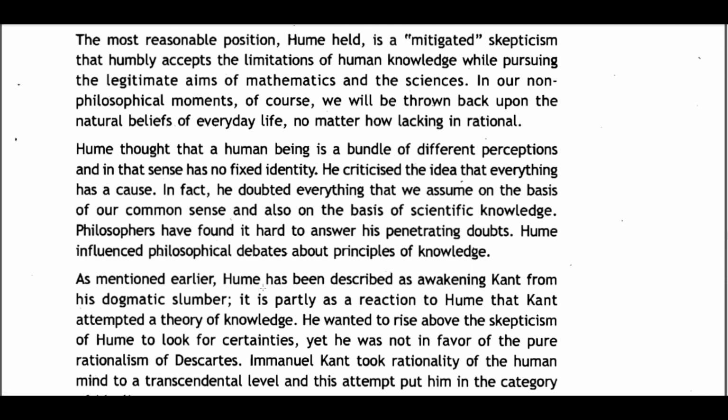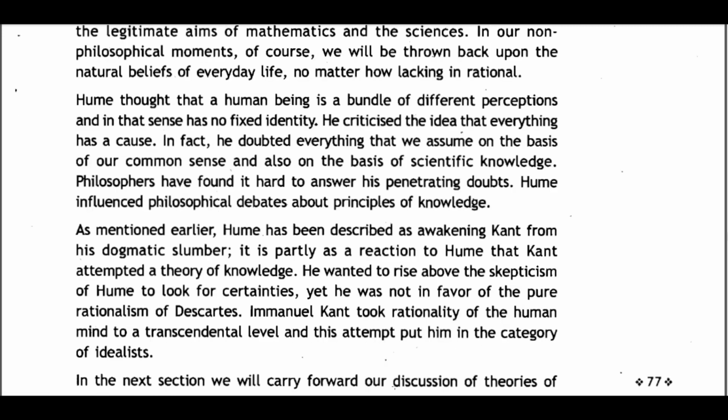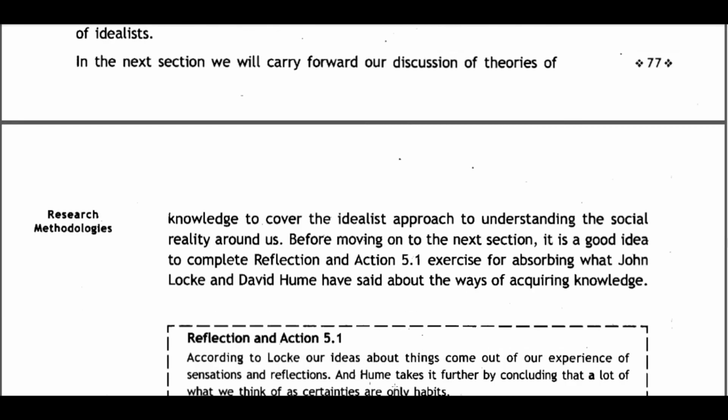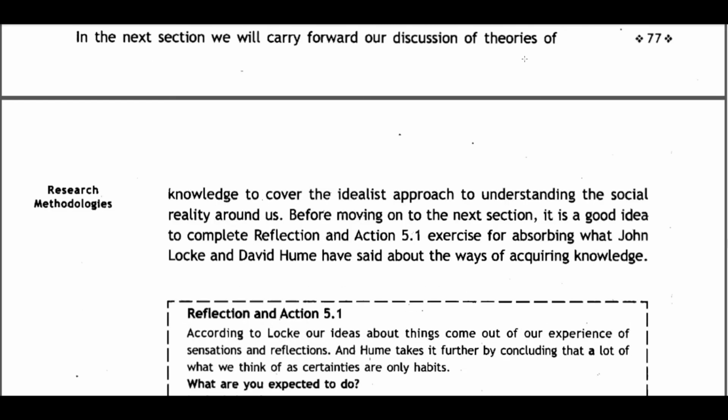As mentioned earlier, Hume has been described as awakening Kant from his dogmatic slumber. It is partly as a reaction to Hume that Kant accepted a theory of knowledge. He wanted to rise above the skepticism of Hume to look for certainties, yet he was not in favor of the pure rationalism of Descartes. Immanuel Kant took the rationality of the human mind to a transcendental level, and this attempt put him in the category of idealist. In the next section, we will carry forward our discussions of theories of knowledge to cover the idealist approach to understanding the social reality around us.